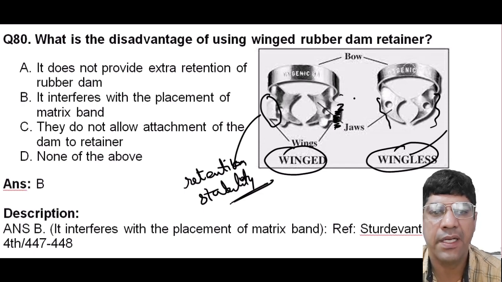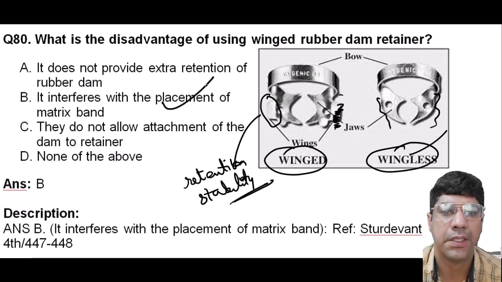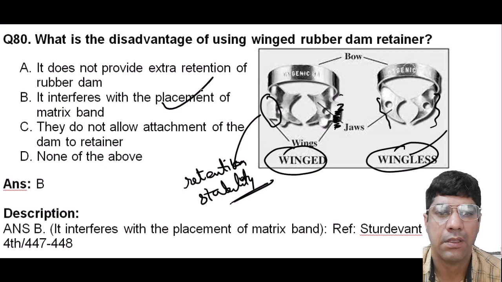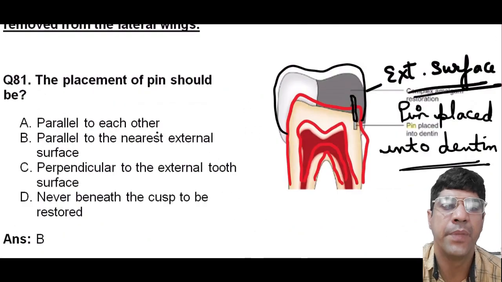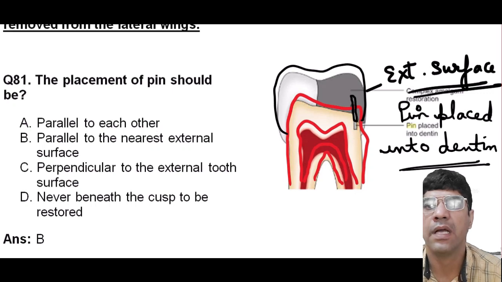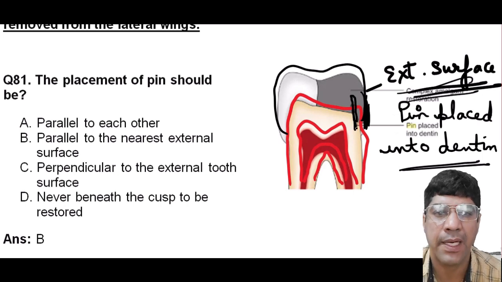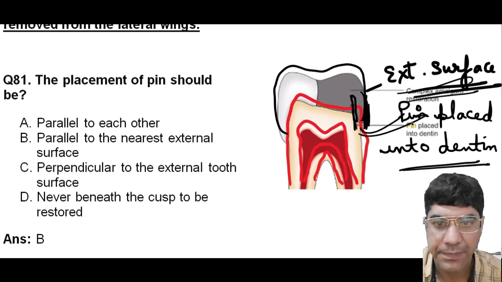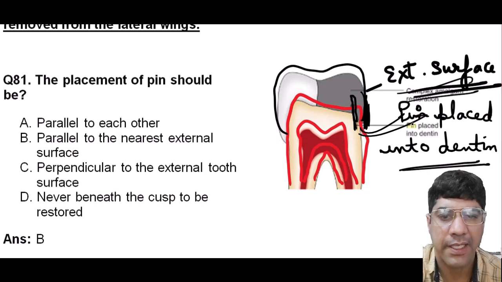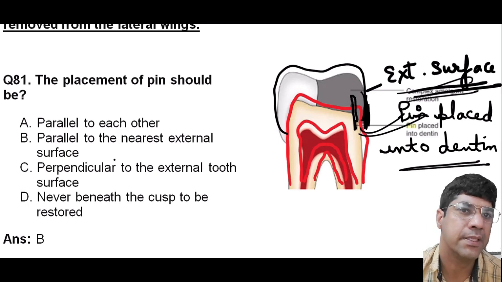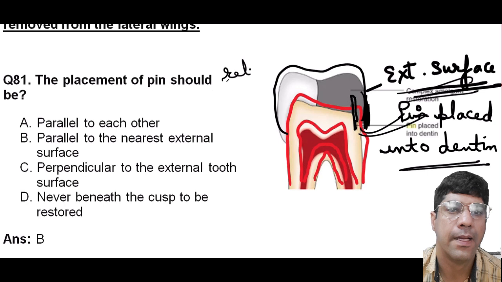The presence of a winged rubber dam retainer can obstruct the placement of the matrix band. The placement of the pin should be parallel to the external surface. Suppose this one is the external surface, the placement should be parallel to the nearest external surface. So that helps to provide proper retention and stability.